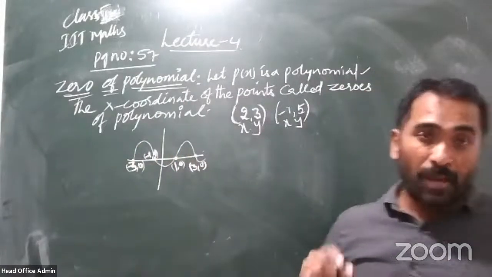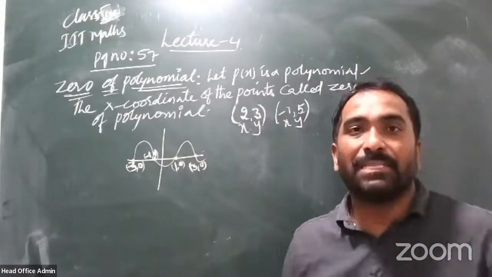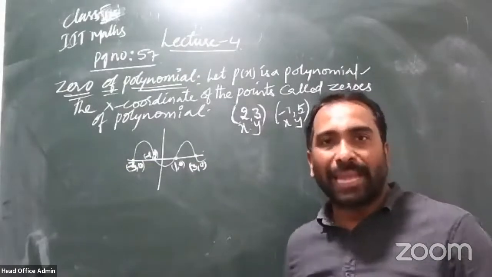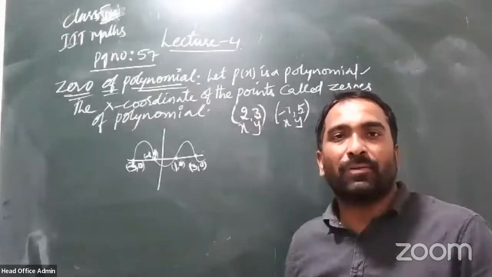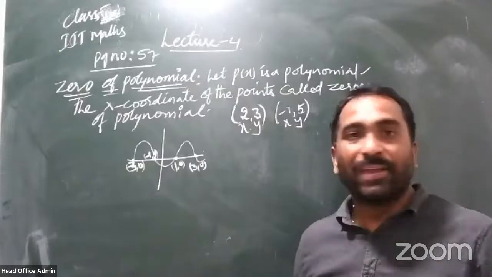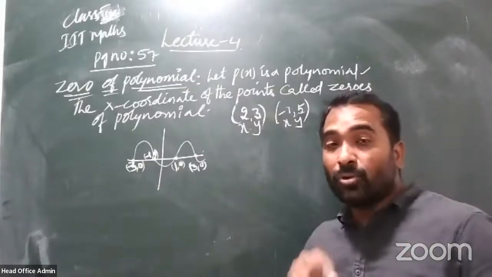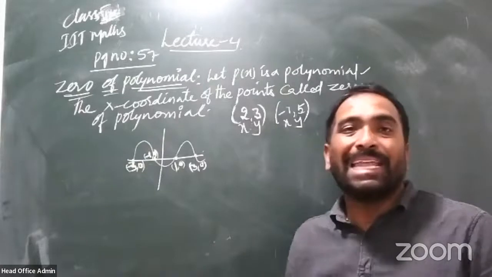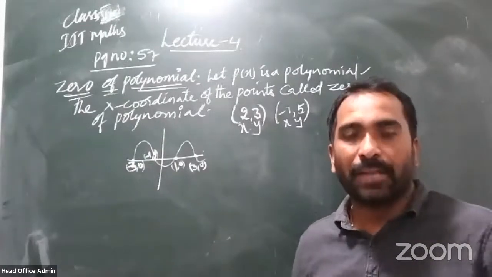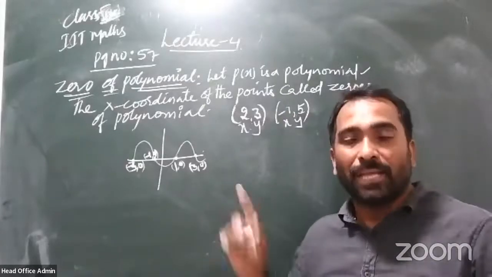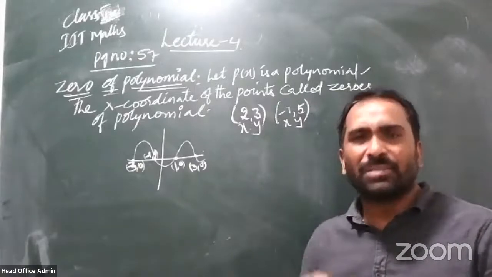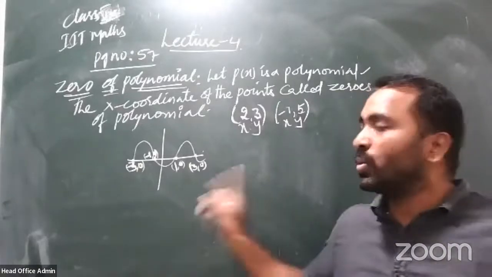Normally, up to 7th class, what we call zeros, we used to call roots or solutions. But coming to the 9th class and in IIT books, we don't call it a root or solution. We call it zeros. Why do we call it zeros? Because when you substitute these values in the given polynomial, the remainder becomes zero. Understand? The remainder becomes zero. So that is the reason we call them zeros. Zeros are nothing but roots or solutions.